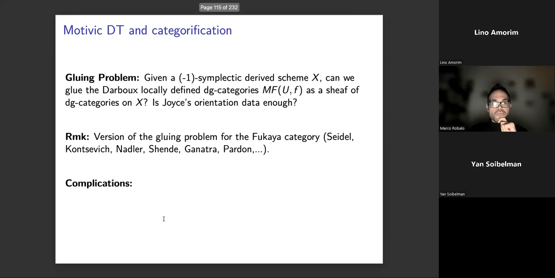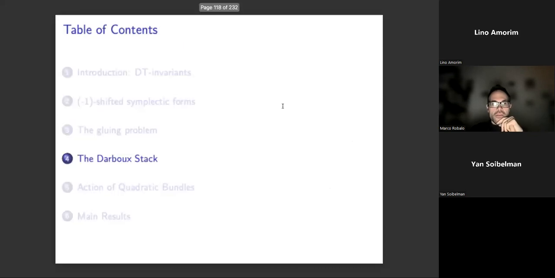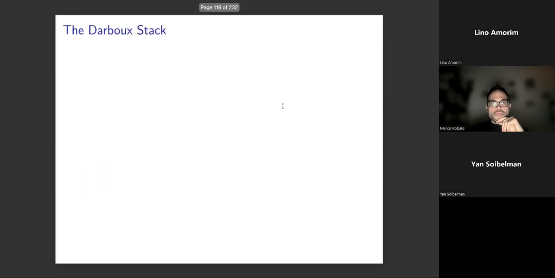So, other complications with the gluing. The gluing this time no longer takes place in a 1-category, but in an infinity category, because the category of DG categories is an infinity category. So it's complicated to perform the gluing. We need some idea to glue. We cannot just glue by hand. So this problem brings us to the first idea we considered, which is the Darboux stack. So what is the Darboux stack?